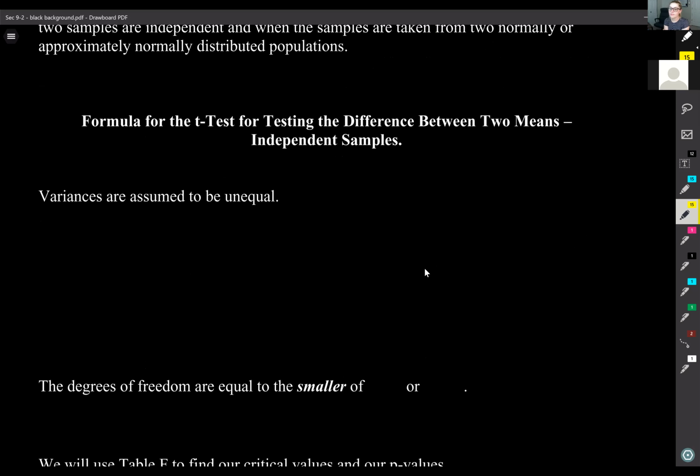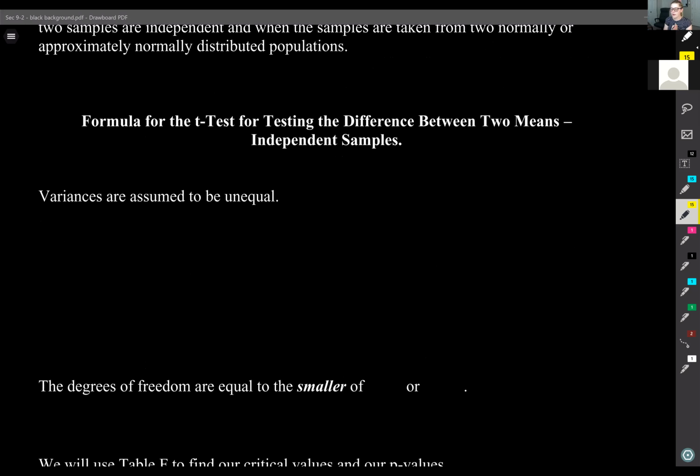Okay, so we've been doing a lot of testing. This shouldn't look too different from stuff that we've been doing, except we're testing two means now, not just one.